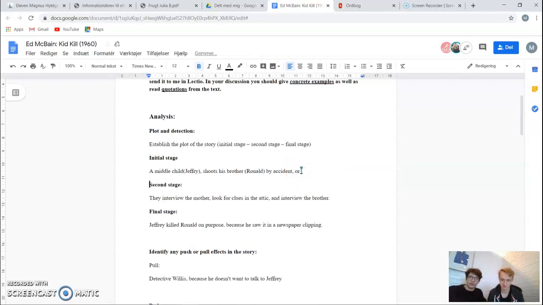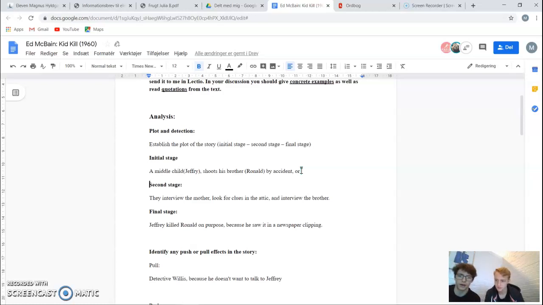Then we get to the investigation part where Art and Ed try to find out what happened, and they start asking some questions to the people involved, being the mother and the son. And they look at the clues, the gun in the attic and what's it called, the magazine. Yeah, the clips, yes. And try to find out what happened.